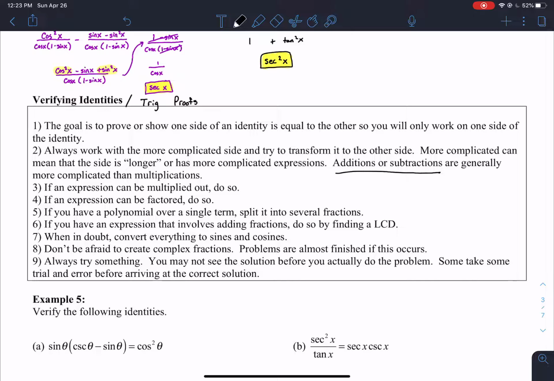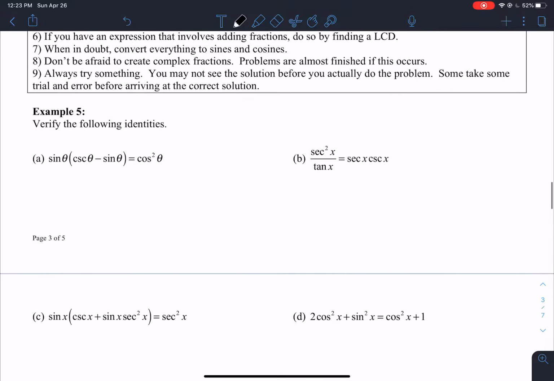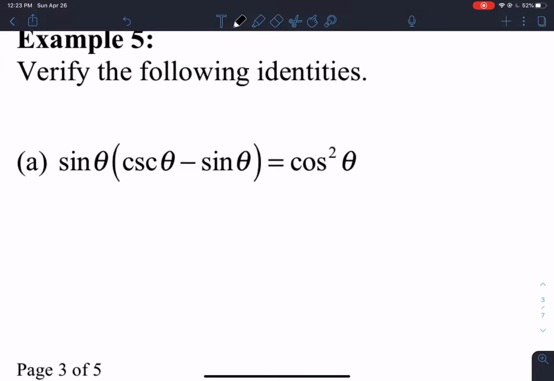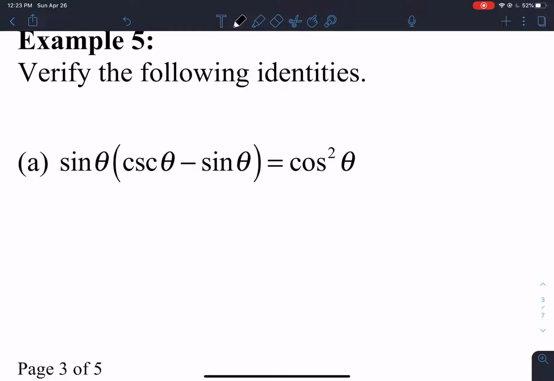Sometimes you might work through it and it might not work right away. You might have to go back and start over again. There's nothing wrong with that. Sometimes you just have to do that. So again, that's what we're trying to work on here: trying to verify these identities. We want to prove one side equals the other. Typically, you want to only work on one side and leave the other side completely by itself.